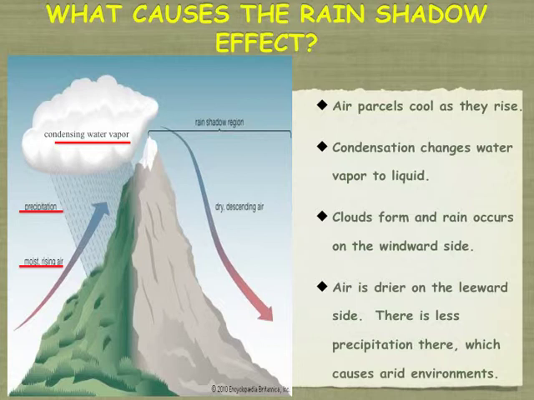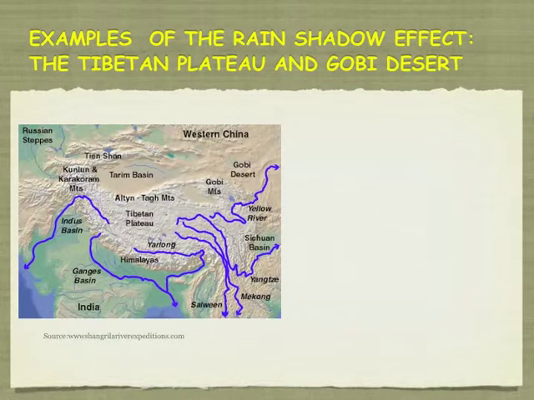The rain shadow effect is seen all around the world. Let's take a look at a few places where it is especially pronounced. The Gobi Desert and Tibetan Plateau in Central Asia exist in the rain shadow of the Himalaya Mountains. Can you guess what direction the prevailing winds are coming from?